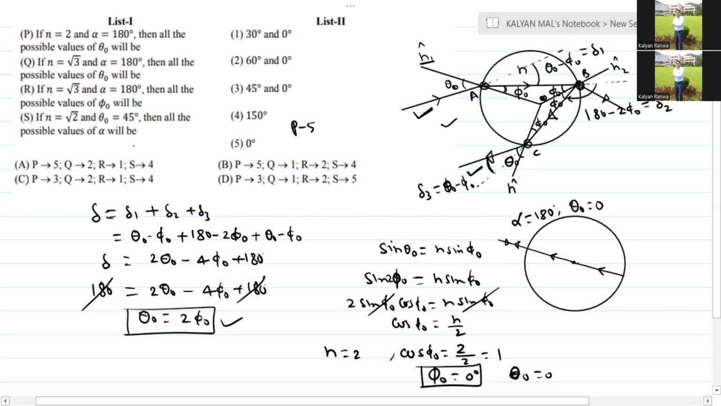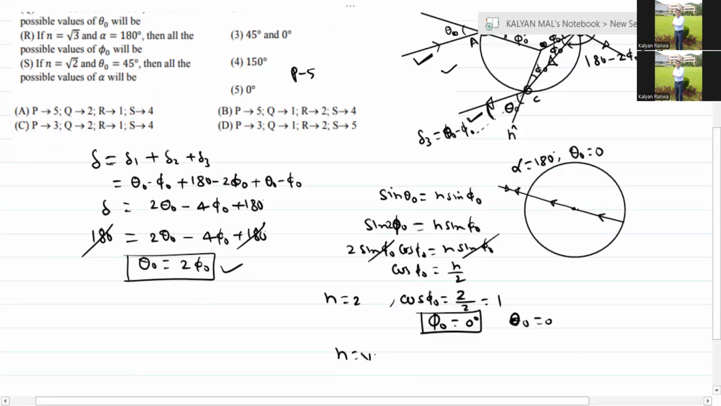So in options A and B, the P matches with the fifth option. Now we need Q. We will solve Q. If n equals root 3 by 2, in this case, cos phi naught equals root 3 by 2. That means phi naught comes out to be 30 degree. If phi naught is 30 degree, then from this formula, theta naught is twice the phi naught. That means 60 degree. Okay.